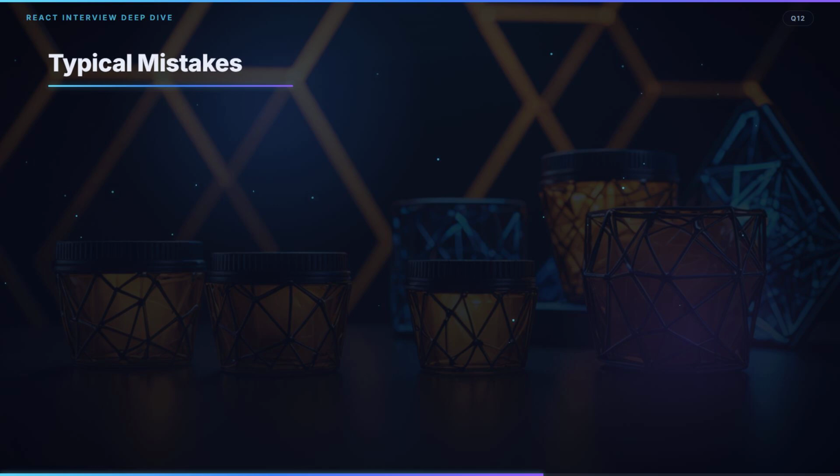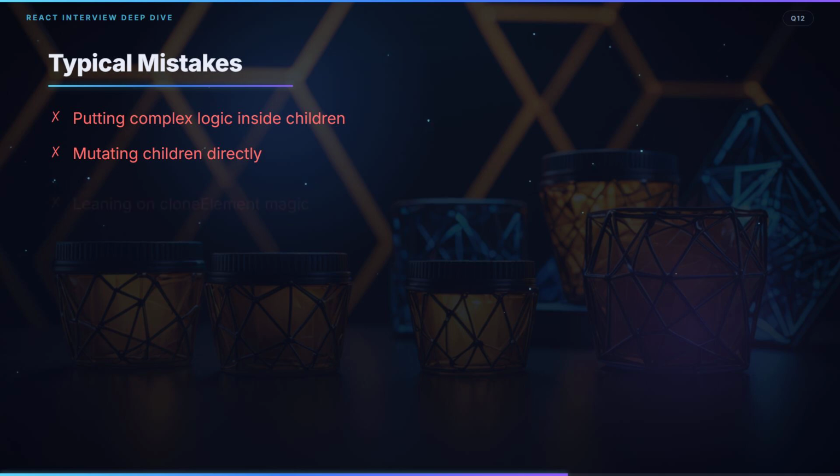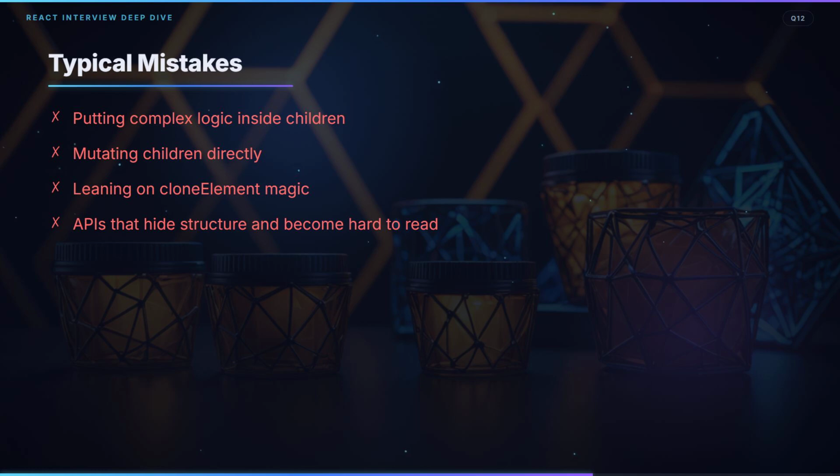Watch out for common mistakes: putting complex logic inside children, mutating children directly, leaning on cloneElement magic, and designing APIs that become difficult to read because the structure is hidden.